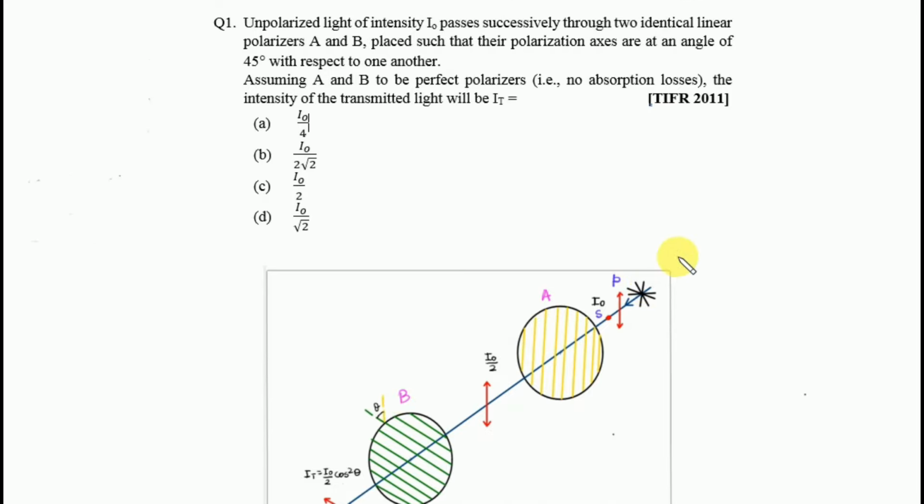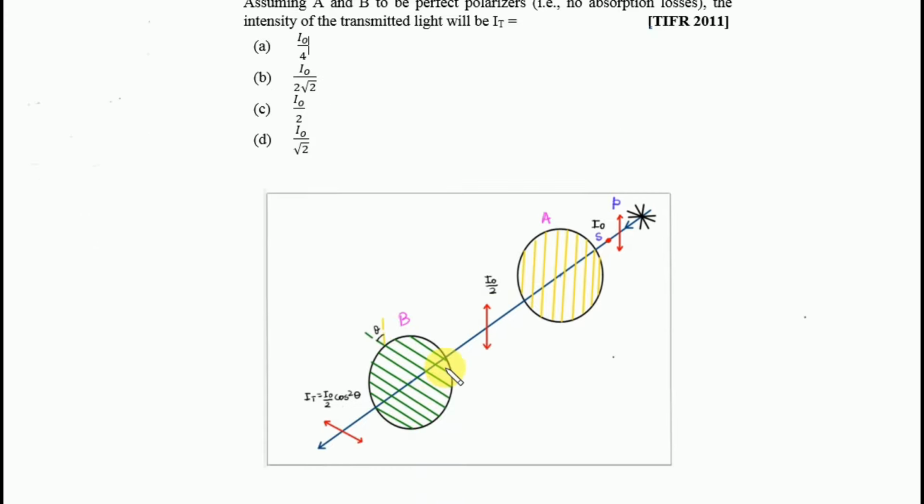An unpolarized light of intensity I0, after passing through the first polarizer, has its intensity decreased to half, and then when it passes through the other polarizer, that is the analyzer B, IT becomes I0 by 2 cos square theta, where theta as per the question is 45 degrees. Therefore, IT will be I0 by 2 cos square 45 degrees.